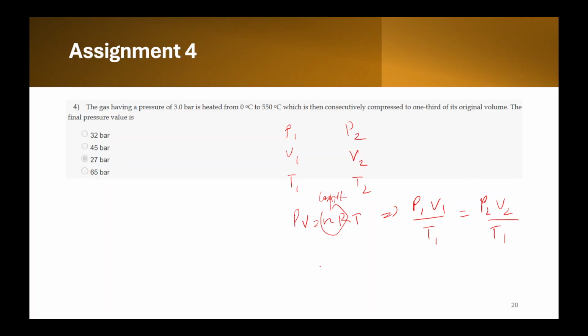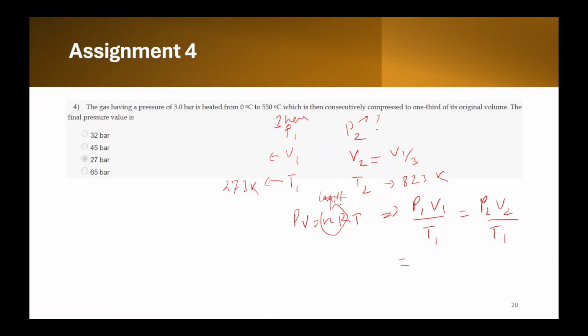Okay, so we know P1 is 3 bar. We don't know this P2. We don't know V1, but we know the relation of V2 is basically V1 by 3. T1 we know it's 0, 273. This is in degrees Celsius given to us in the question, but we convert it to Kelvin, 273 Kelvin. And this is your final temperature, which is 823 Kelvin. So you can solve this relation to get your final answer.